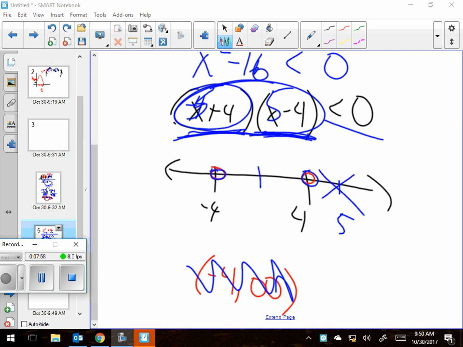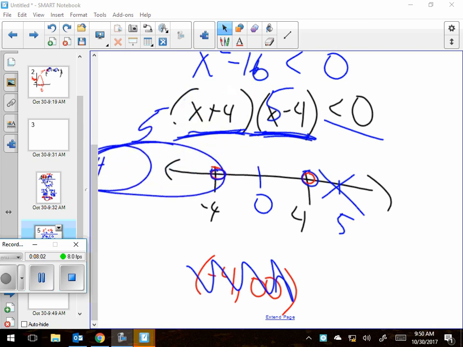Now let's pick something in here. 0 is a really easy thing to stick in. So I'm going to stick in a 0. I'm going to clean this up a little bit.